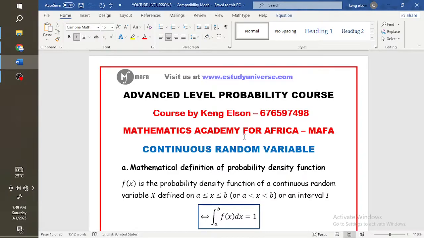So this lesson I'm going to be doing today is specifically for maths with statistics students and further math students. So we are going to be looking at continuous random variables.